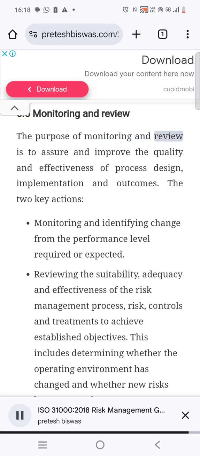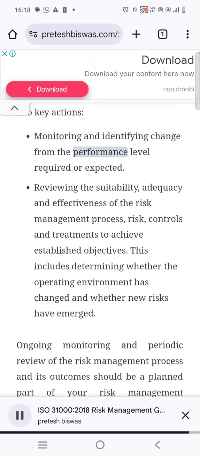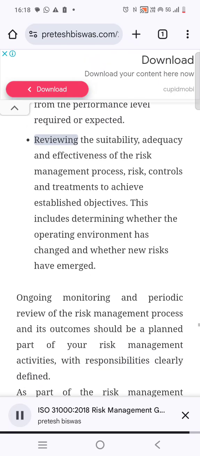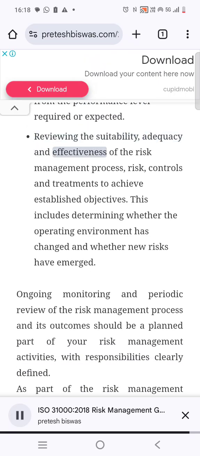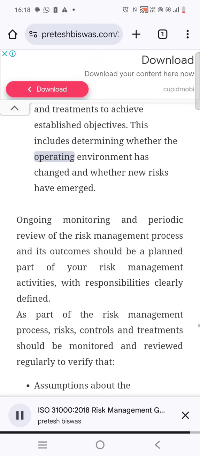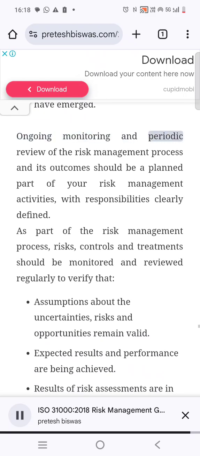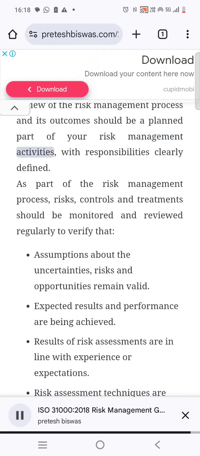6.6 Monitoring and review. The purpose of monitoring and review is to assure and improve the quality and effectiveness of process design, implementation, and outcomes. The two key actions: monitoring and identifying change from the performance level required or expected; and reviewing the suitability, adequacy, and effectiveness of the risk management process, risk, controls, and treatments to achieve established objectives. This includes determining whether the operating environment has changed and whether new risks have emerged. Ongoing monitoring and periodic review of the risk management process and its outcomes should be a planned part of your risk management activities, with responsibilities clearly defined.